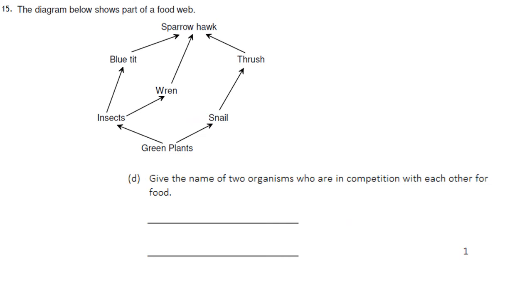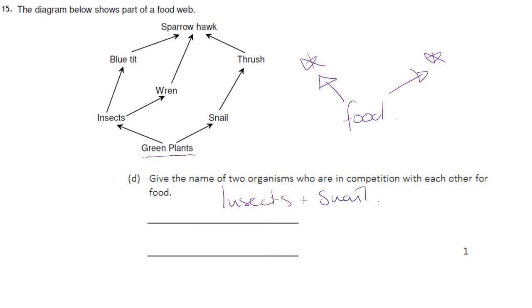Again, same food web. Give the name of 2 organisms who are in competition with each other for food. So what I'm looking for is a source of food and it's going to different things, because these 2 things are then in competition with each other. So let's look at the green plants, right? Who's eating the green plants? Insects and snails. They're in competition with each other, okay?